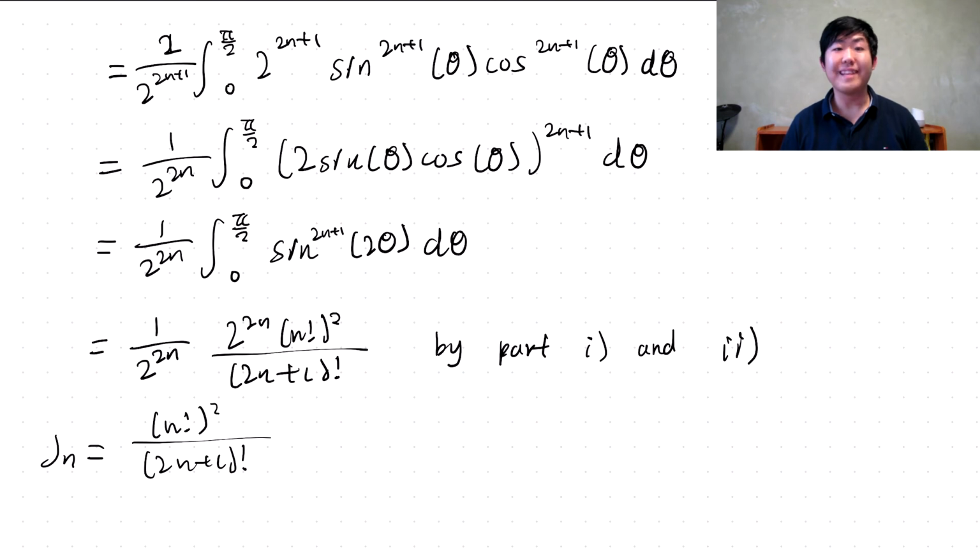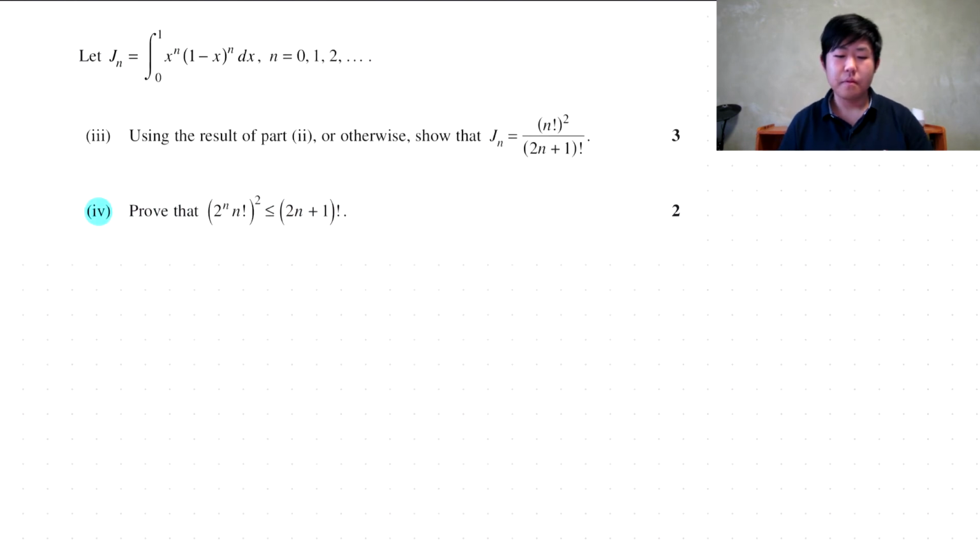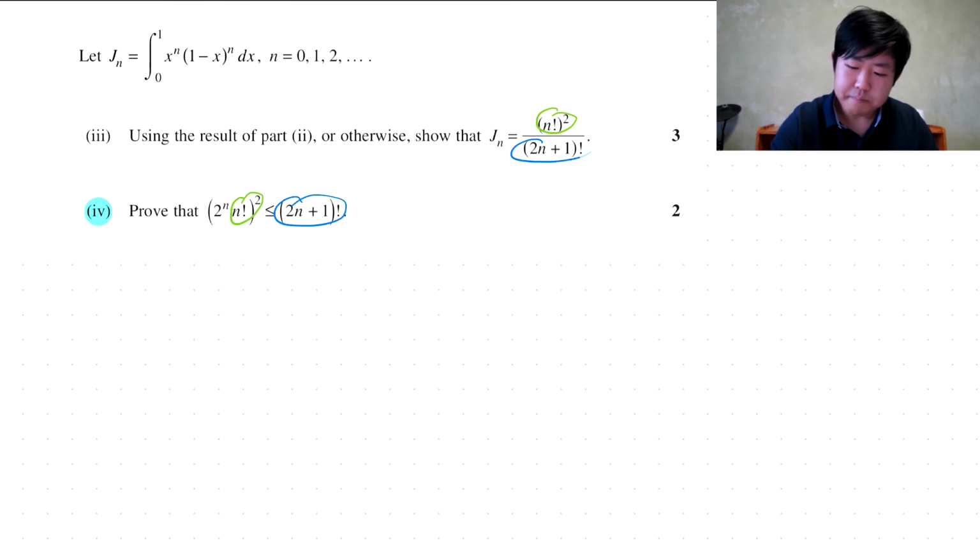Time for the final part. Let's move to part 4. So part 4 says to prove that 2 to the power of n factorial, whole thing squared, is smaller or equal to 2n plus 1 factorial. And the trick to this question is this and this are equal, that and that are equal.